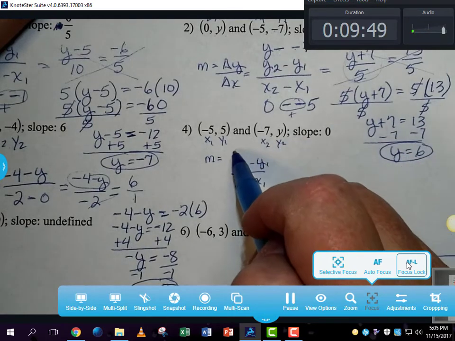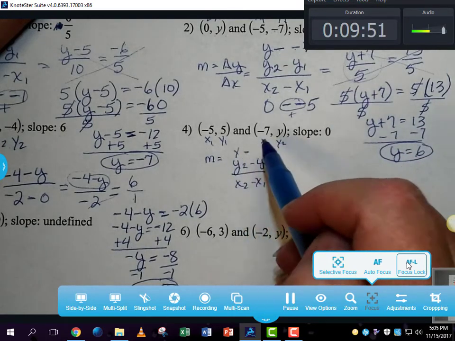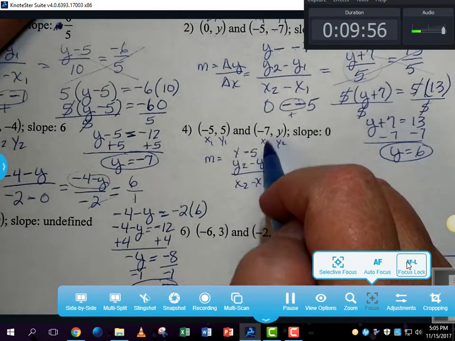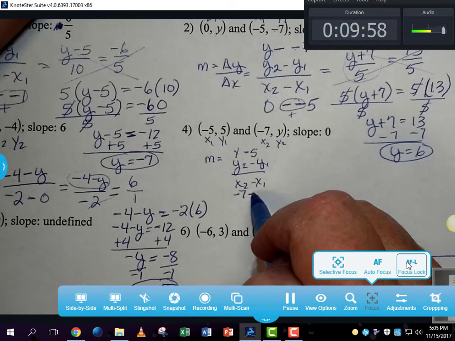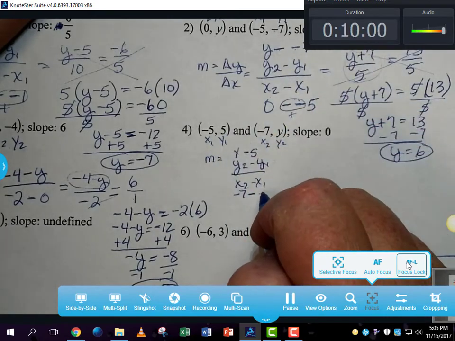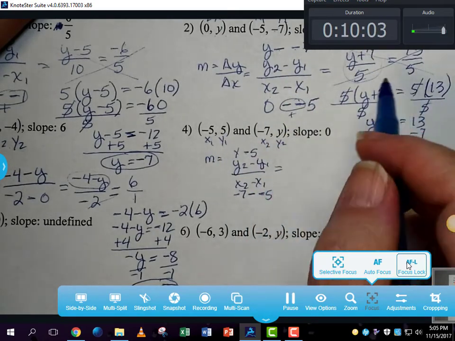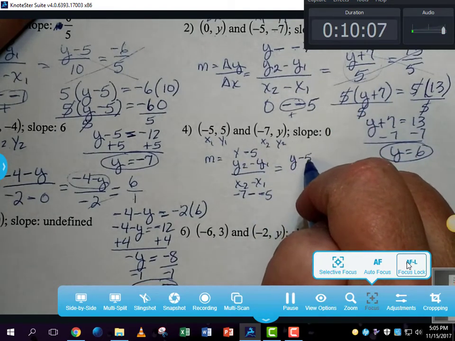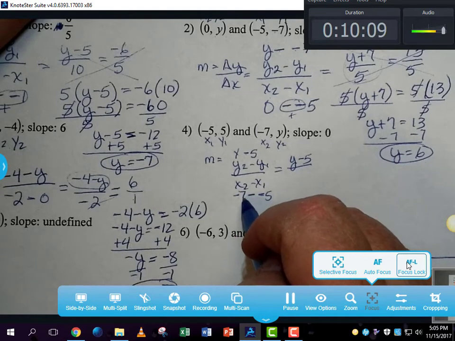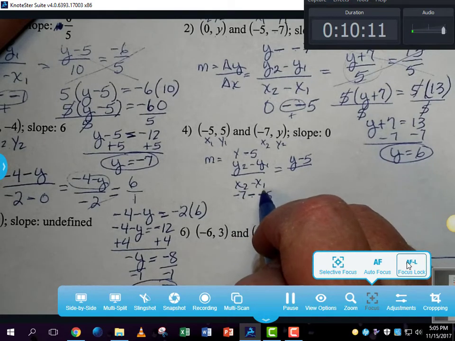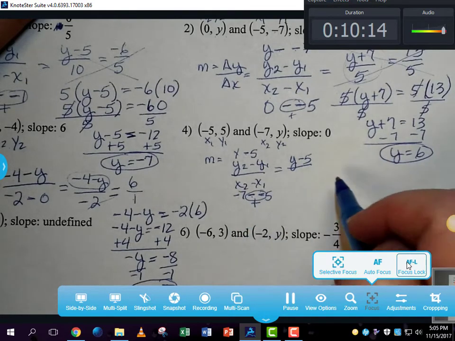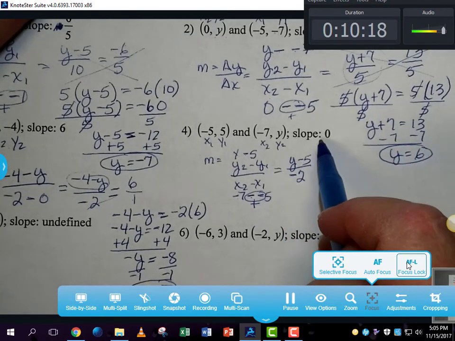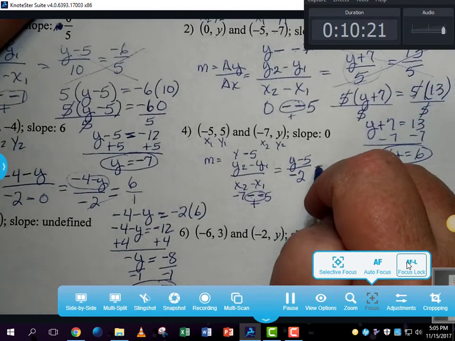Y sub 2 is just y, minus from the formula y sub 1 is 5. X sub 2 is negative 7, minus from the formula x sub 1 is negative 5. I'm going to go ahead and simplify that. In the numerator, I'm going to have y minus 5. In the denominator, I'm going to have negative 7 minus negative 5. When you subtract a negative, you really add. So that's going to be negative 2. And then now I'm going to set it equal to what the slope tells me, which is 0.